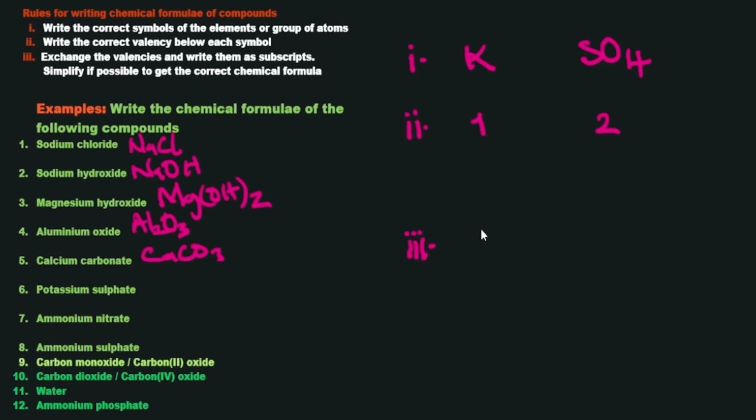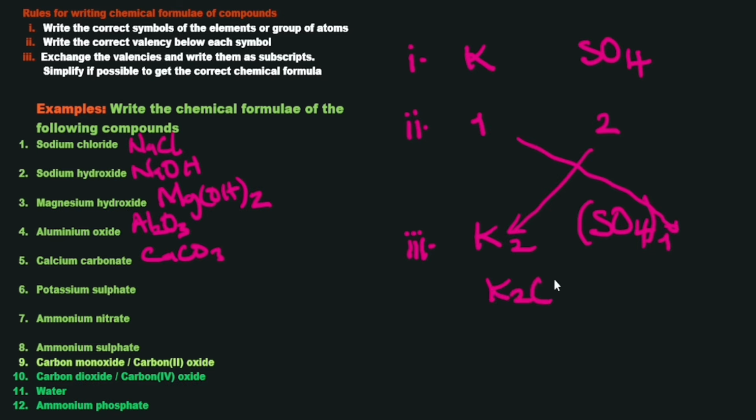So bring down the symbols before exchanging the valencies. Now, since this one is a group of atoms, we put it in brackets. So here we have 2, and here we have 1. So we expect that the chemical formula should be K2(SO4)1. Since we don't include 1 when writing chemical formulae, this formula is further simplified to K2SO4.